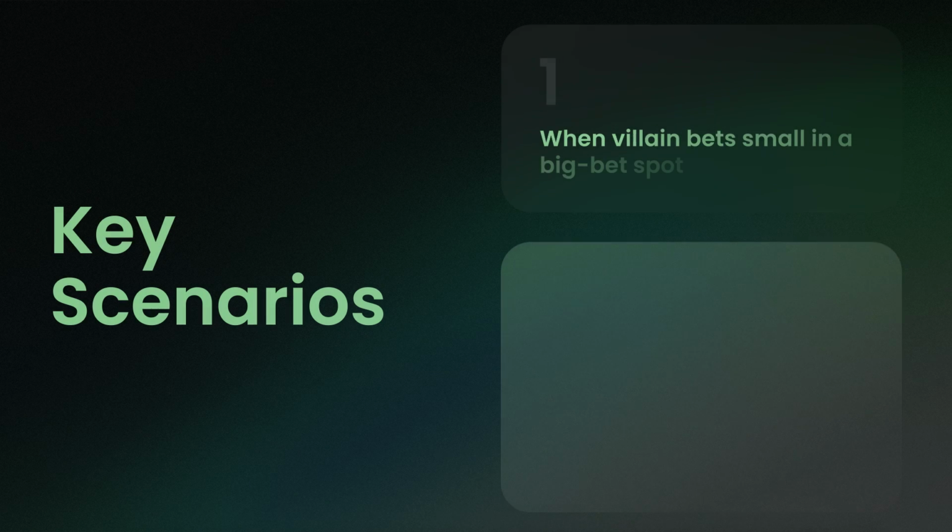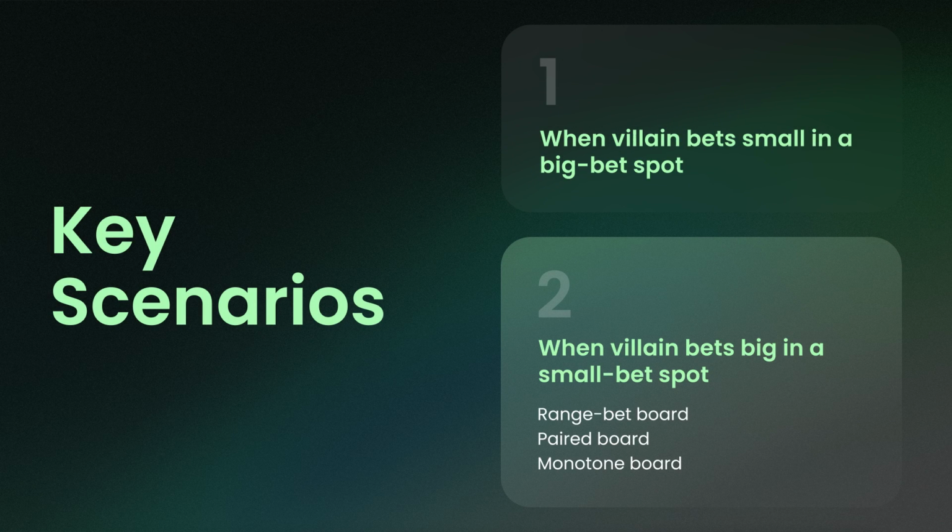We're going to deal with two main types of scenarios here in this video, and I've split the second one up into multiple categories to make it easier to understand. The first one is when our opponent bets small in a spot where they're supposed to bet big. The second category is when they bet big in a small bet spot, and I've split that one up because there are multiple different ways that we're going to respond in these cases. We're going to look at range bet boards or some fairly straightforward unpaired boards. Then we're going to look at paired boards and monotone boards, because there are some different principles in play in each of these spots.